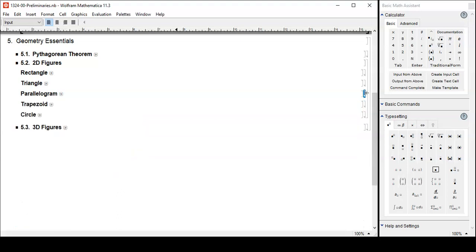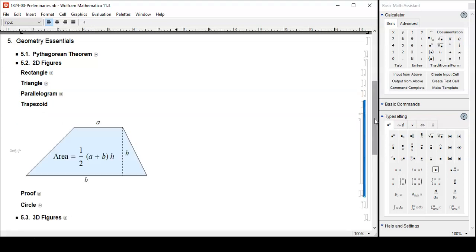Now trapezoid. I don't know if trapezoid is necessary for this course, but well, here it is. It turns out 1/2 of a plus b times height. The top plus bottom times height.